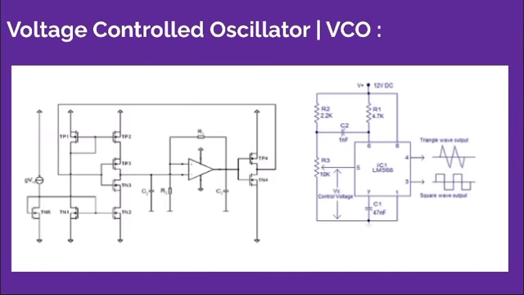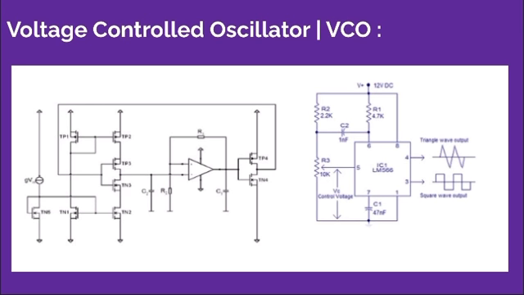Next, let us discuss the VCO, which is called the voltage controlled oscillator. So what is a VCO? From the name itself, it is clear that the instantaneous frequency of the oscillator output is controlled by the input voltage. It is a kind of oscillator which can produce an output signal frequency over a large range depending upon the input DC voltage given. So here, this is the circuit diagram for the VCO.